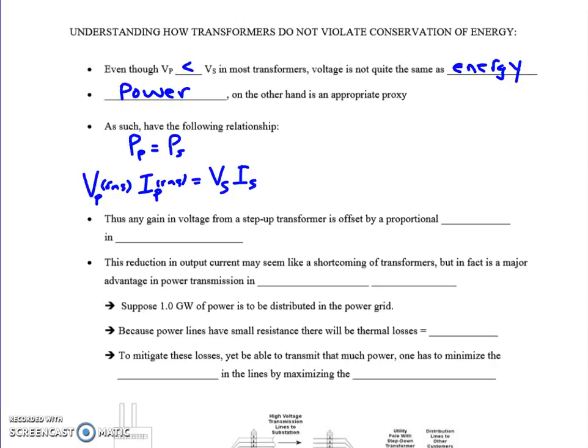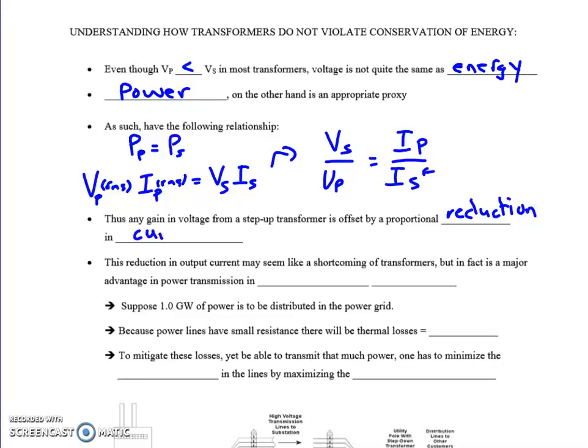Okay, so we can see very simply that if I take my ratio of secondary to primary voltage, which might be stepped up to 5 times the value or 10 times the value, it's equal to the ratio of the primary current to the secondary current. In other words, if Vs over Vp is 5, then the current in the secondary is going to be 1/5. So whatever advantage you get from a step-up is offset by a proportional reduction in current, such that VI for one must equal VI for the other.